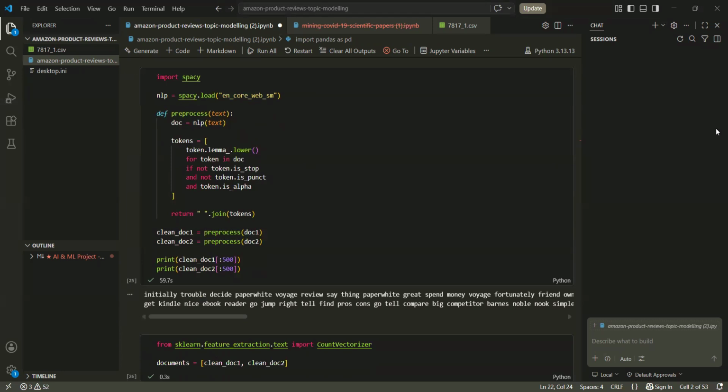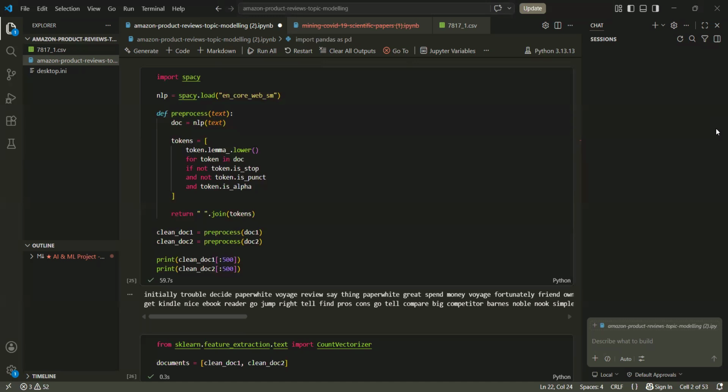Next, I processed the text using spaCy. The processing steps included tokenization, stop word removal, lemmatization, and lowercasing. Tokenization splits the text into individual words. Stop word removal removes very common words like "the" that usually do not add important meaning. Lemmatization converts words into their base form, such as running to run.